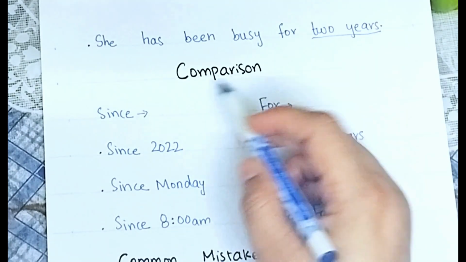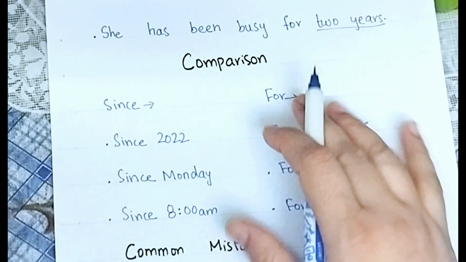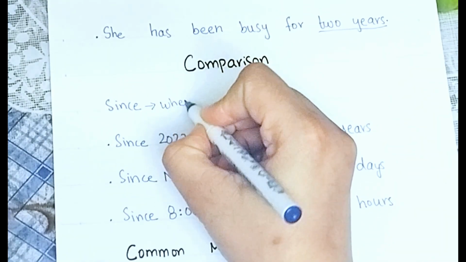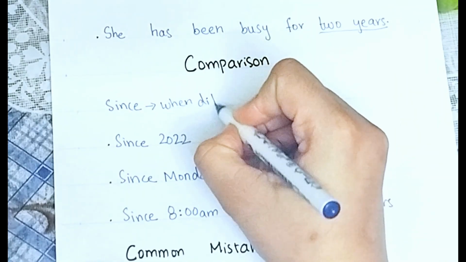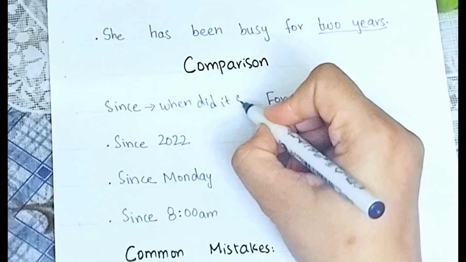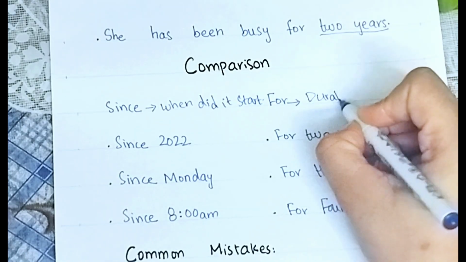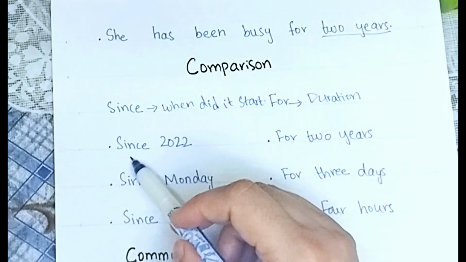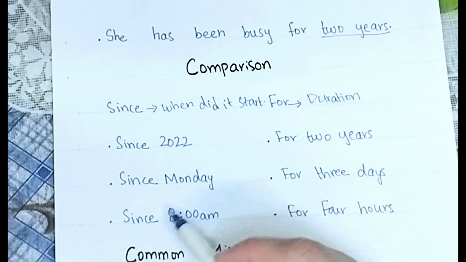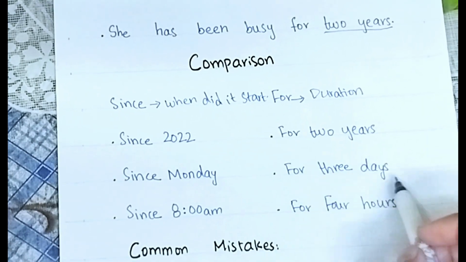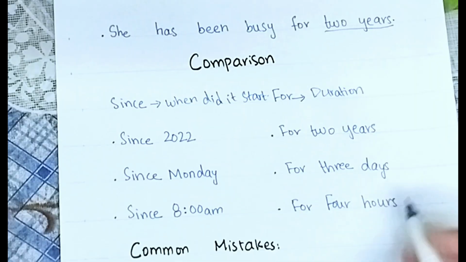Here is a quick comparison. Since: when did it start? For: duration of time. Since 2022, since Monday, since 8 a.m. For 2 years, for 3 days, for 4 hours.